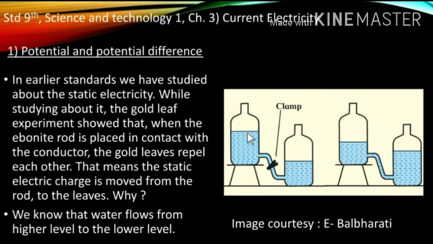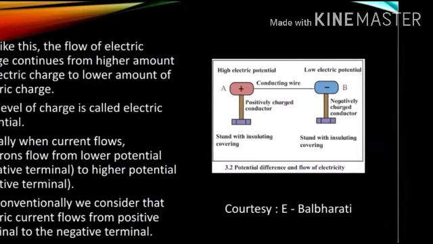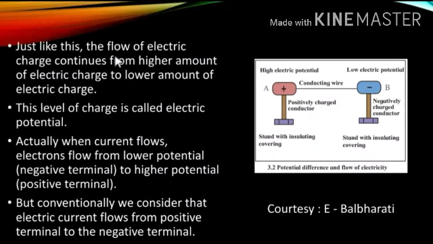That means there is a difference between the levels of the water. Now this difference in level causes the flow of water. Just like this, the flow of electric charge continues from a higher amount of electric charge to a lower amount of electric charge. This level of charge is called electric potential.